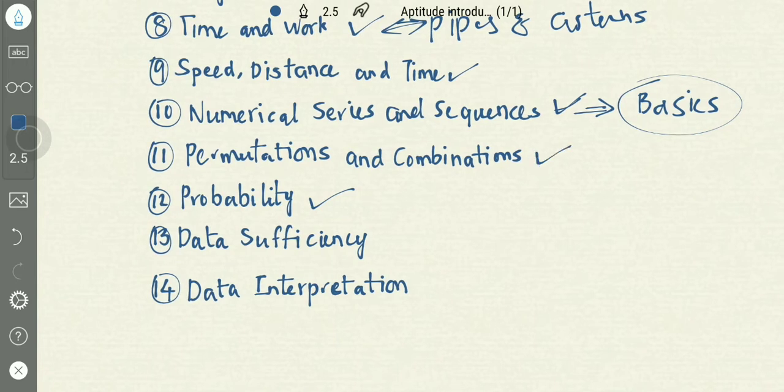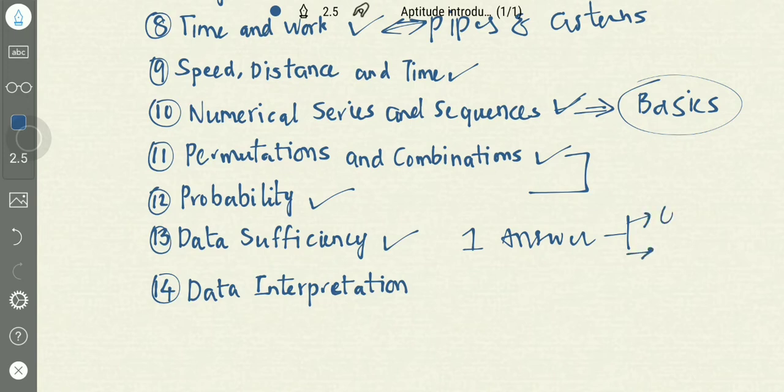And permutations and combinations, this probability and permutation and combination are related to each other. There is data sufficiency, like in order to get one answer, we need two or more options. With one statement, we can get the answer. With more number of statements also, we can get the answer. This type of problems are solved in data sufficiency and data interpretation. This is also very important.